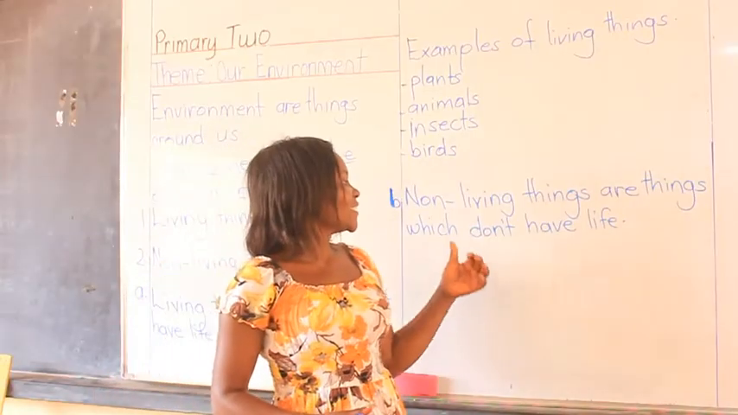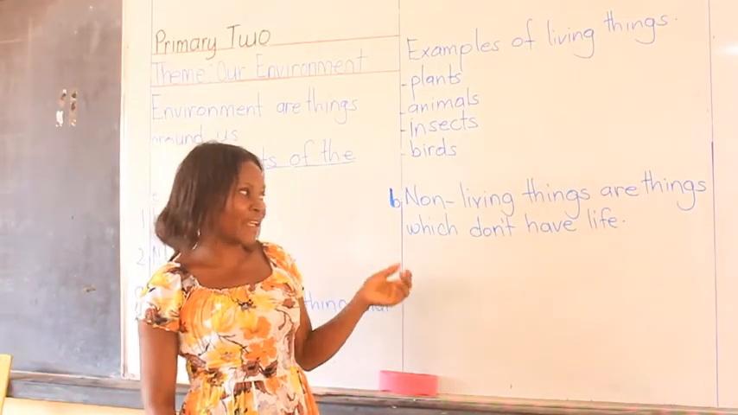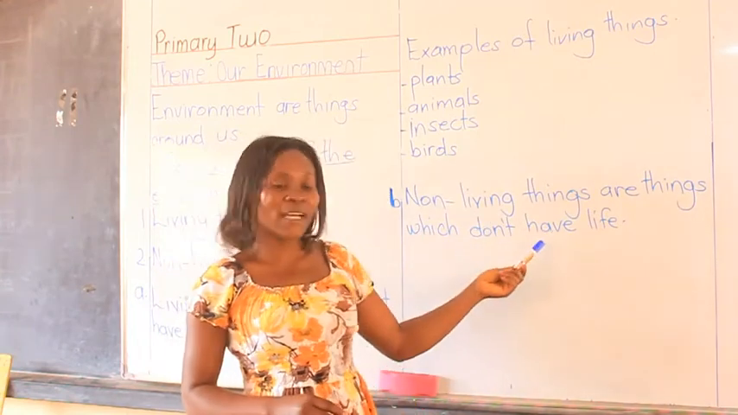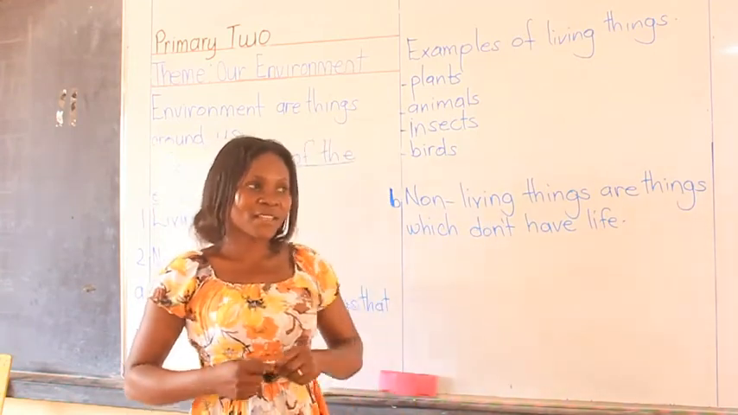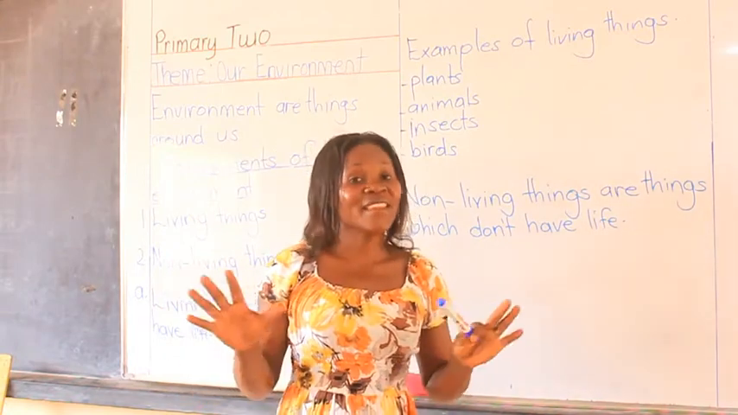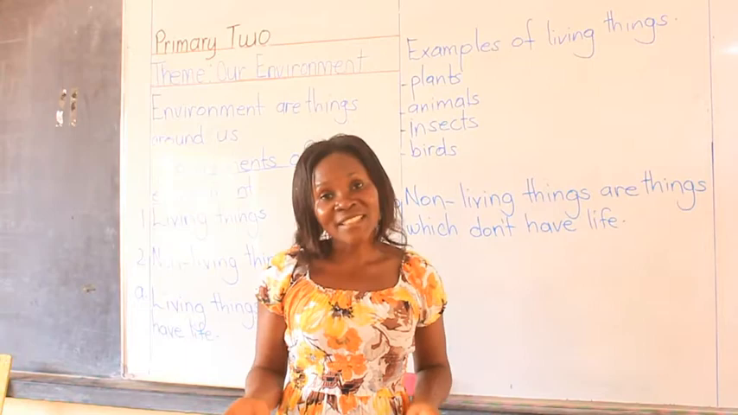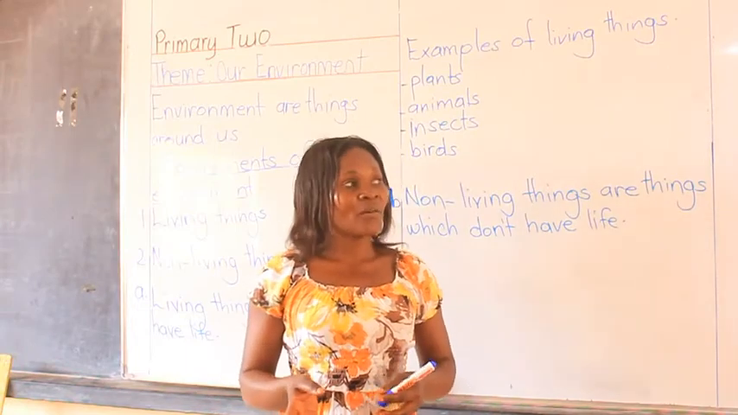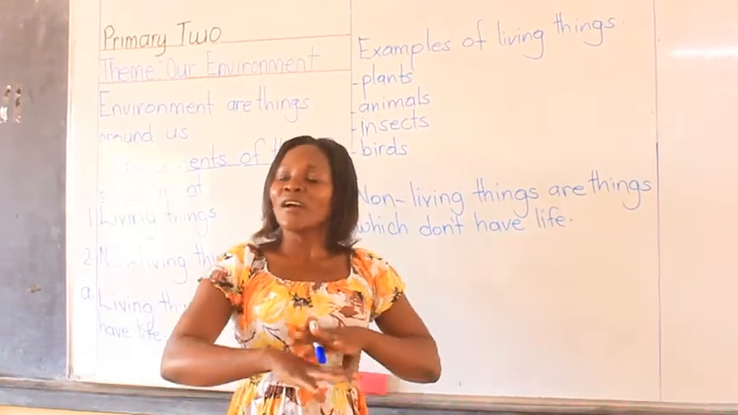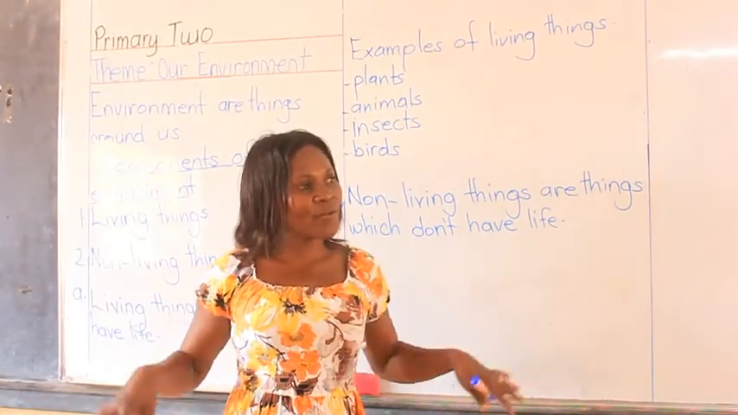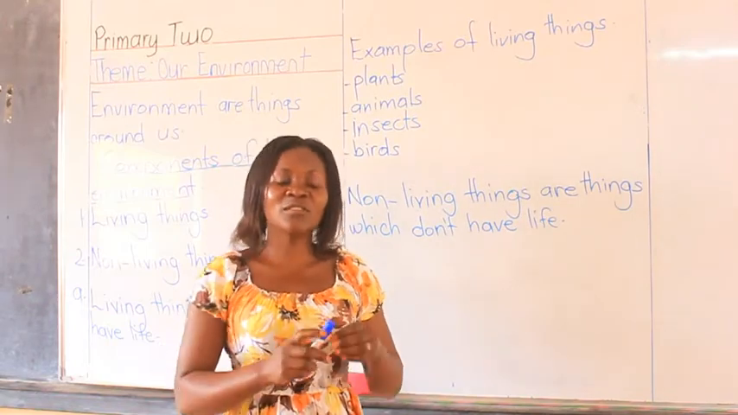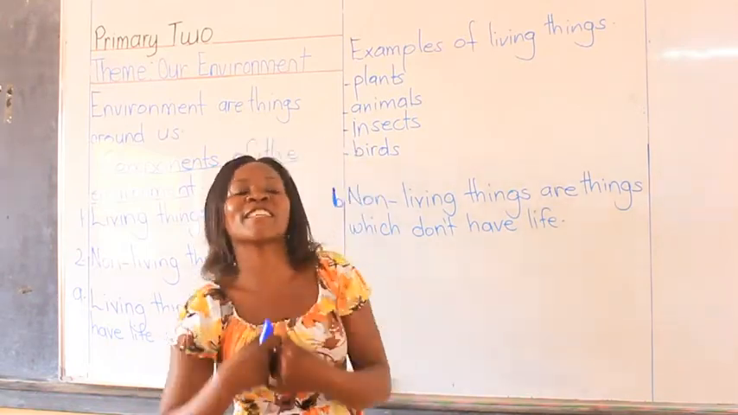Okay, dear learners, let's define non-living things again. Non-living things are things which don't have life. Those are the things that are lifeless. In our homes, on the way to school, on the way to our homes, everywhere in the environment, those things are there. They don't have life, they don't move, they don't feed, they don't get tired.